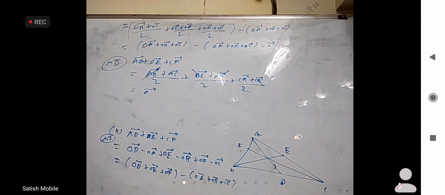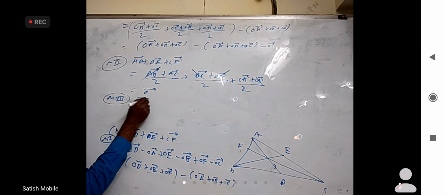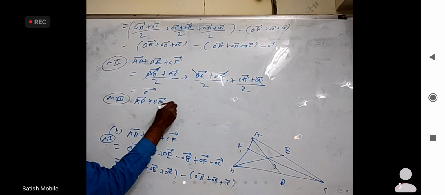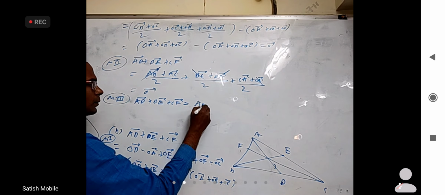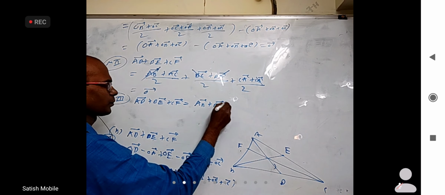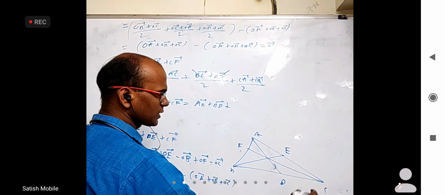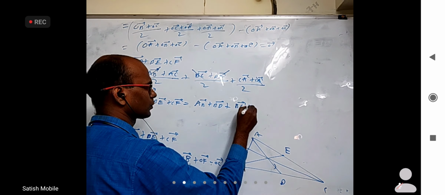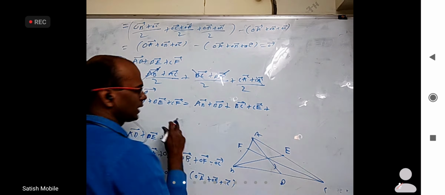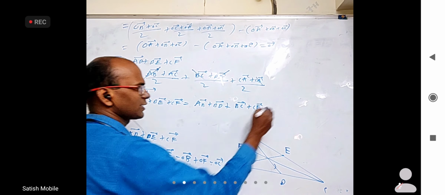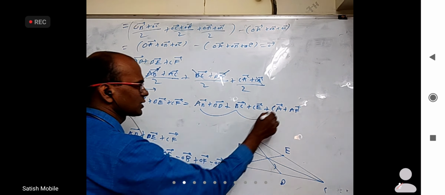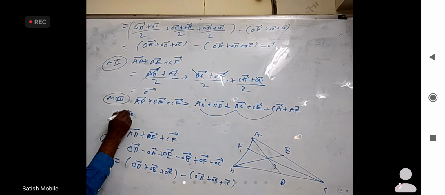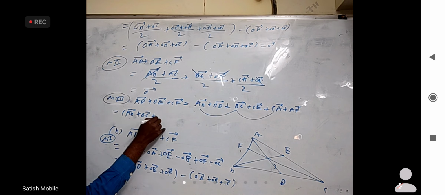Okay. Almost the same, I can do something else. AD bar plus BE bar plus CF bar. AD bar I can write as AB bar plus BD bar. BE I can write as BC plus CE. And CF I can write as CA plus AF. So I am going to add these three now. That is AB bar plus BC bar plus CA bar.